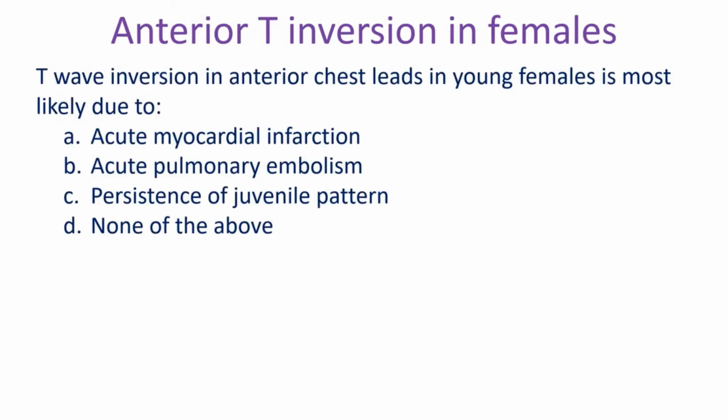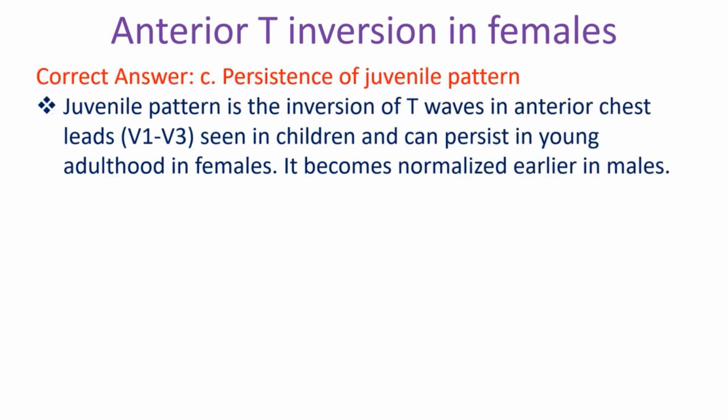T-wave inversion in anterior chest leads in young females is most likely due to A. Acute myocardial infarction, B. Acute pulmonary embolism, C. Persistence of juvenile pattern, D. None of the above. Correct answer C. Persistence of juvenile pattern. Juvenile pattern is the inversion of T-waves in anterior chest leads seen in children and can persist in young adulthood in females. It becomes normalized earlier in males.